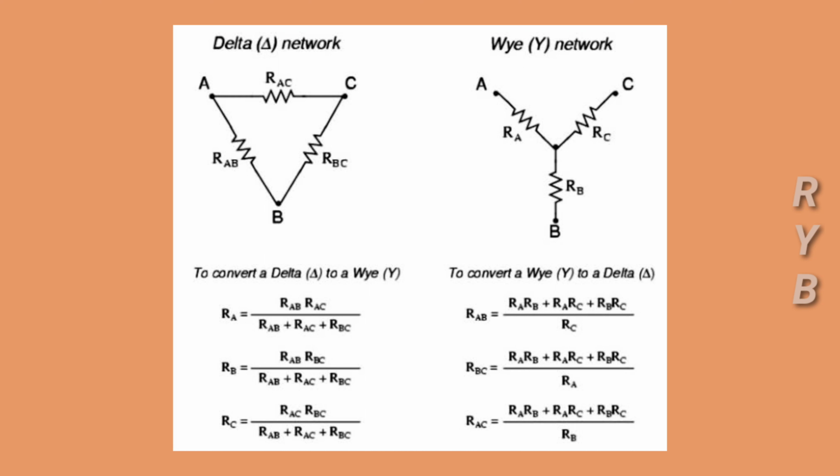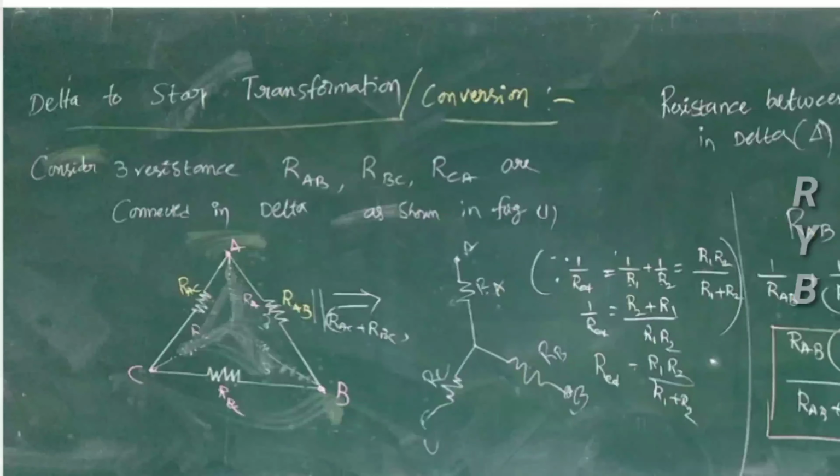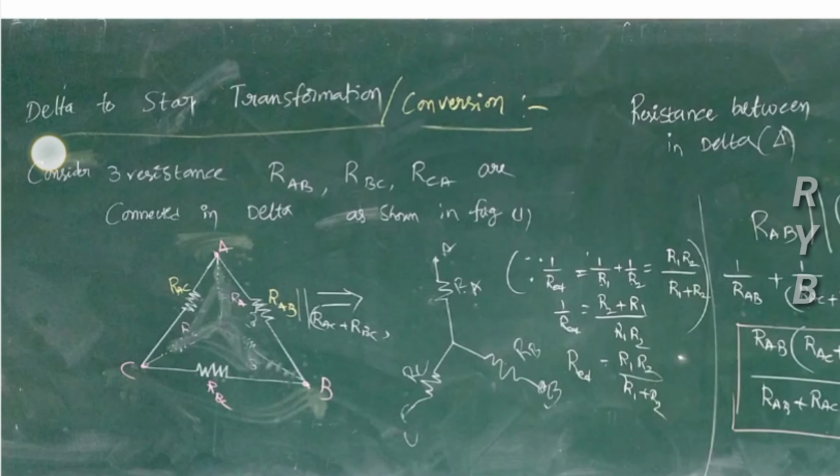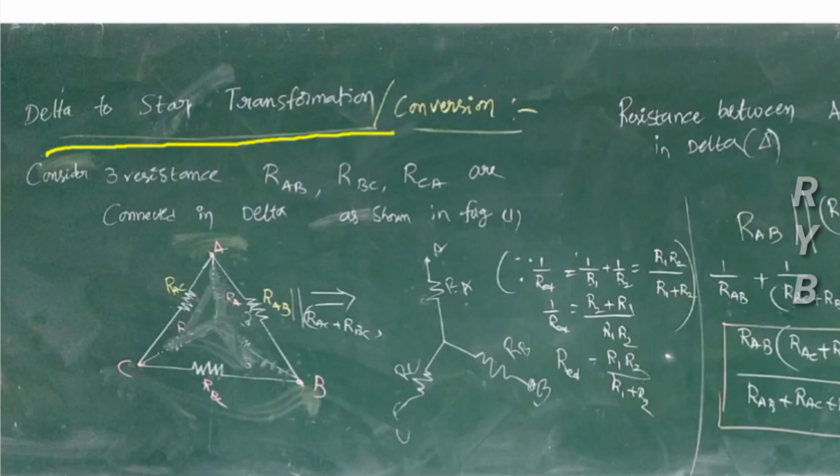Another one is the delta circuit. A delta circuit is one in which dissimilar ends of three elements are connected together. It is also called mesh connection or pi connection. First we go for delta to star transformation or conversion. How to convert delta to star?